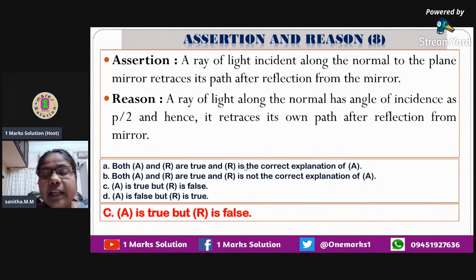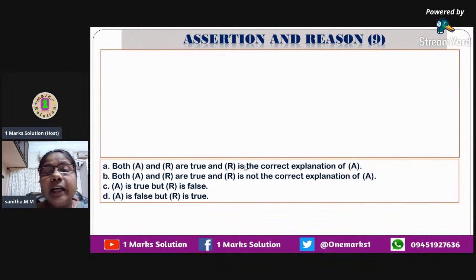We know that, isn't it? If the angle of incidence is 90 degree, can you say it retraces its path? No. But the assertion is absolutely correct. So which is the option? Option number C, isn't it? Yes. Now we can go for the ninth one.